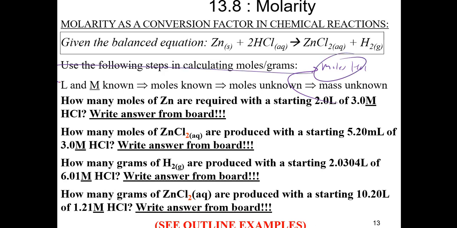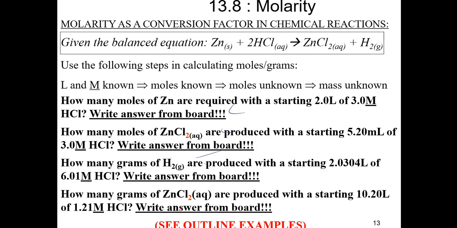So this is our plan of attack. We form the moles of known. We then use the balanced equation to figure out the moles of the unknown, and then we can figure out whatever step we want after that. We can convert it to grams, we can keep it as moles, we can convert from moles to molecules. So let's go ahead and see these problems in action.